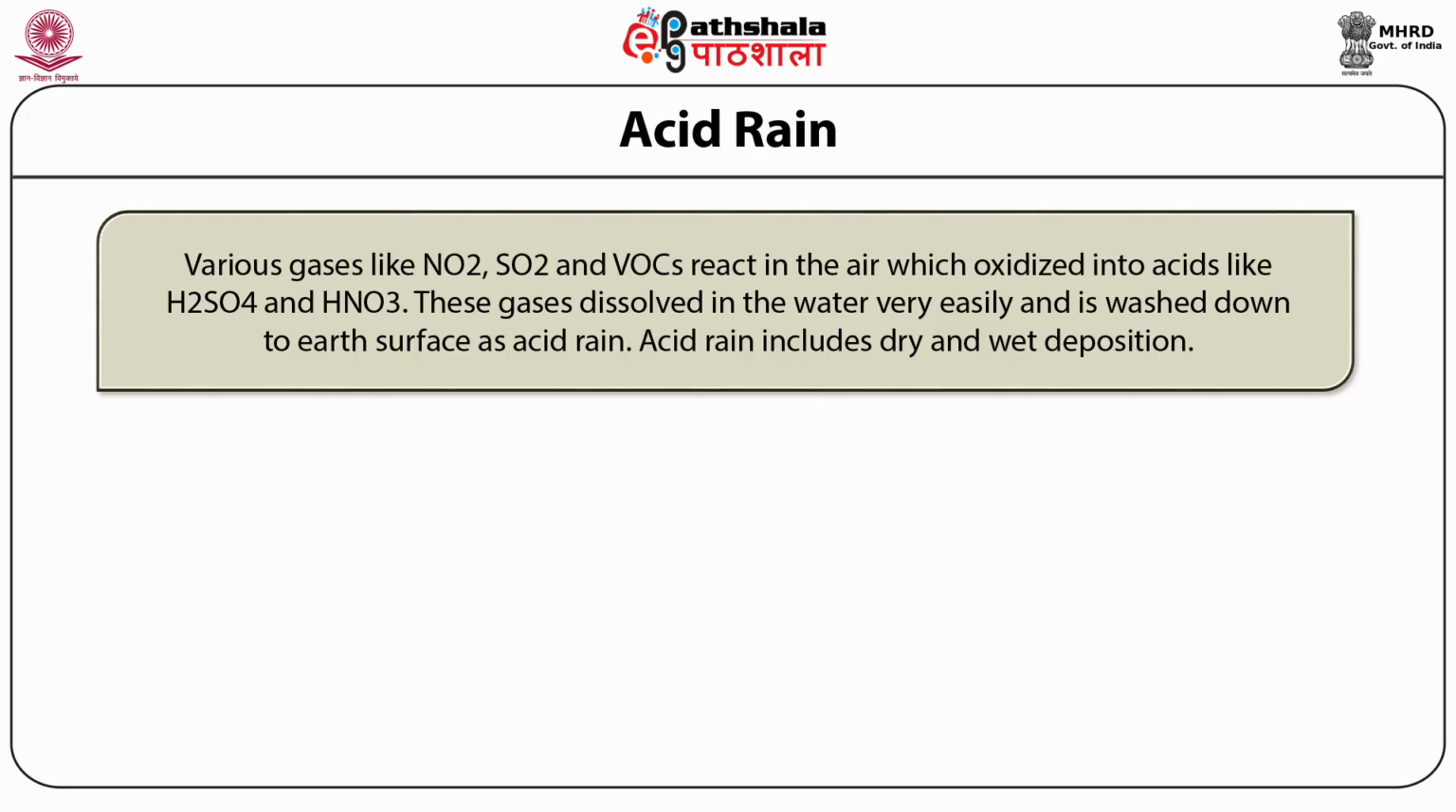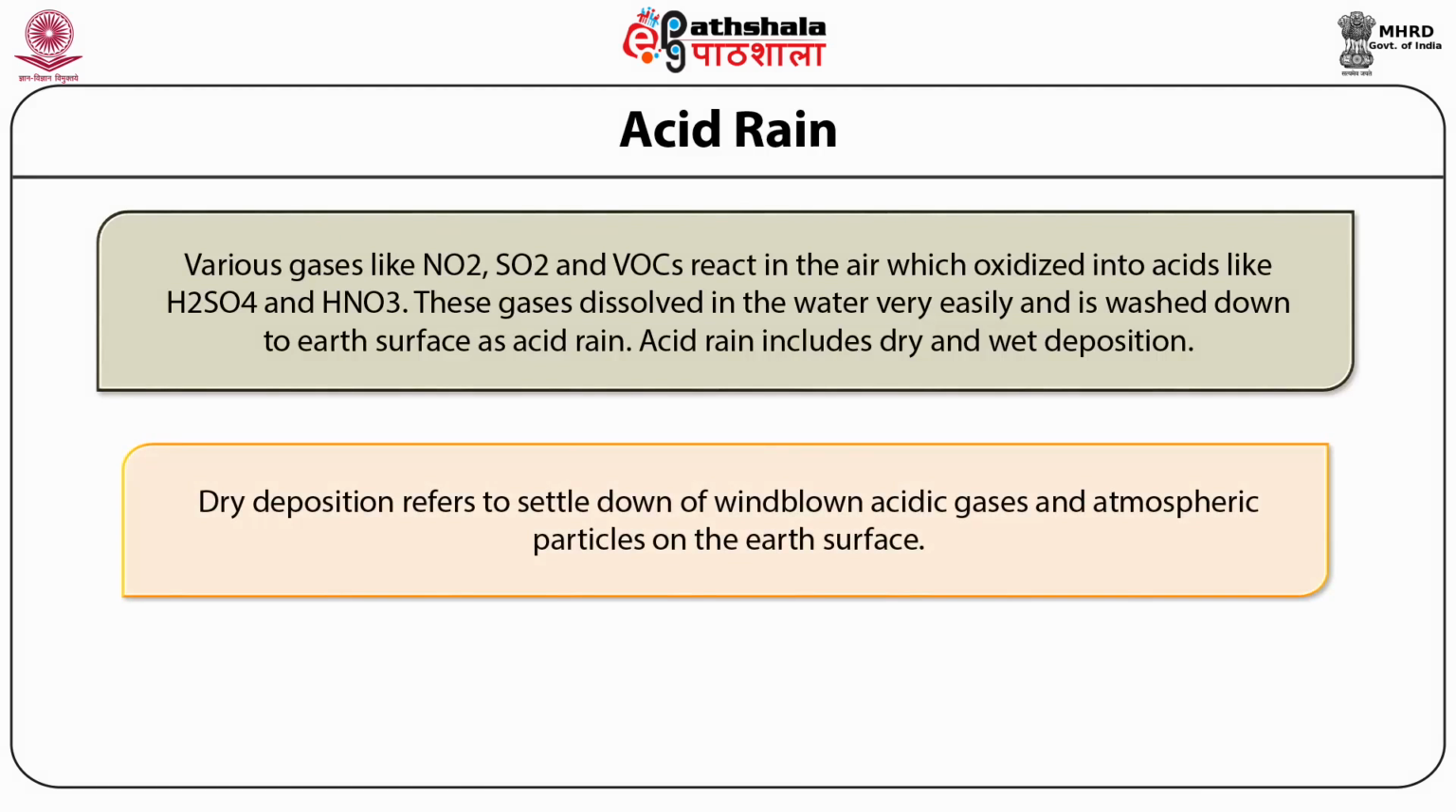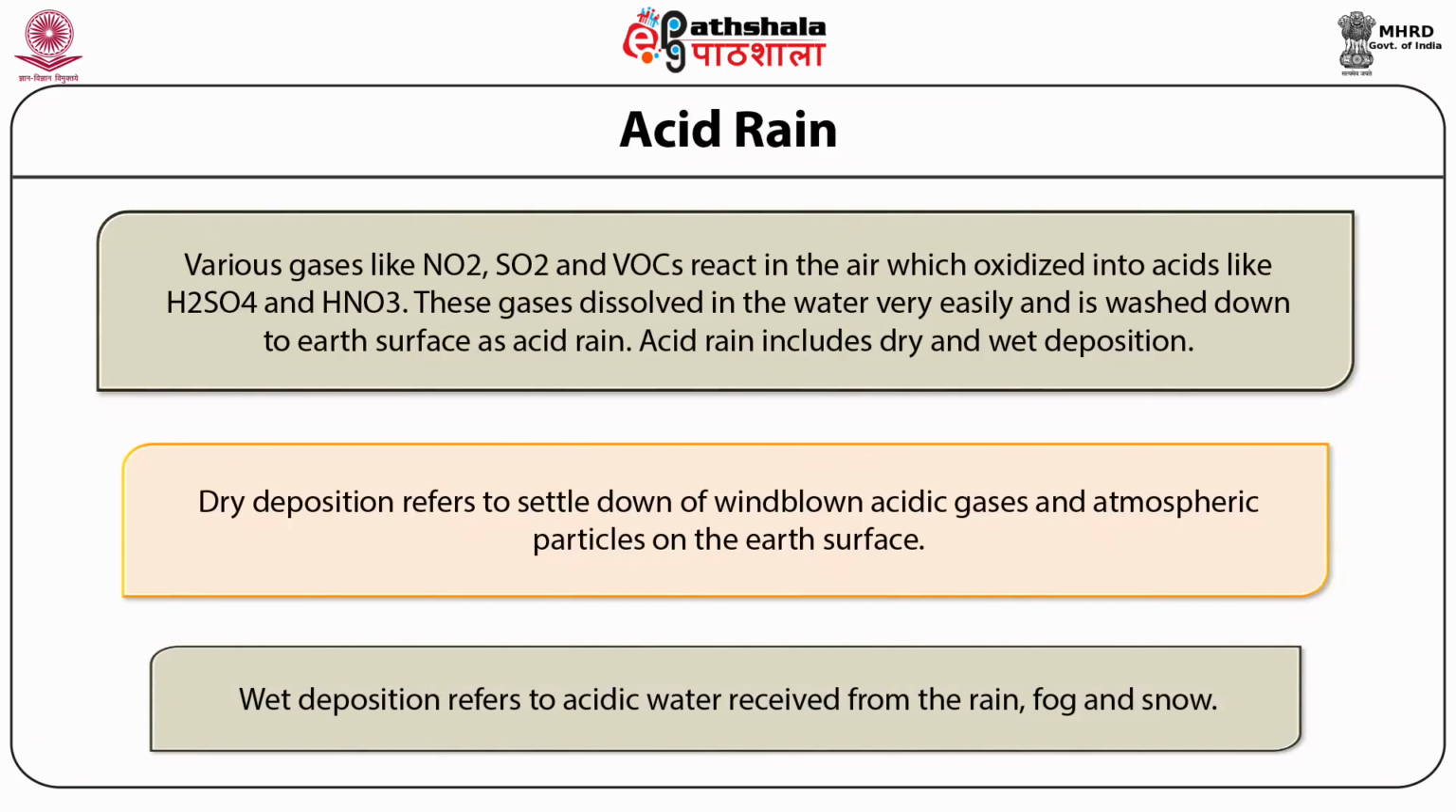Acid rain includes dry and wet deposition. Dry deposition refers to the settling down of wind-blown acidic gases and atmospheric particles on the Earth's surface. However, wet deposition refers to the acidic water received from rain, fog and snow. About half of the acidity in the atmosphere is transferred to Earth through dry deposition.